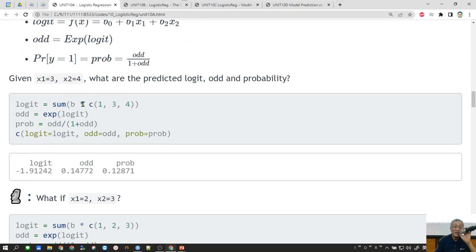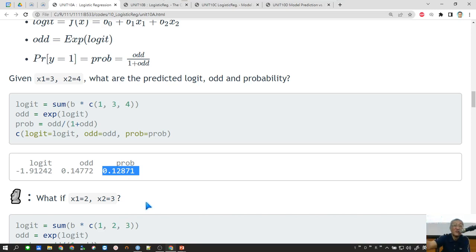And I use this simple mathematical transformation to transfer odd back to probability, right? So in this way, when you have the x, you can calculate first of all the logit, secondly the odd, and after all we will get the probability of y equal to 1 is like 0.128, okay?